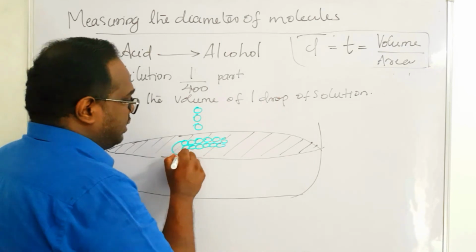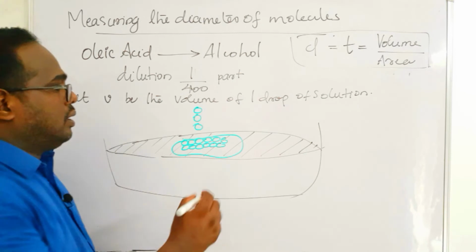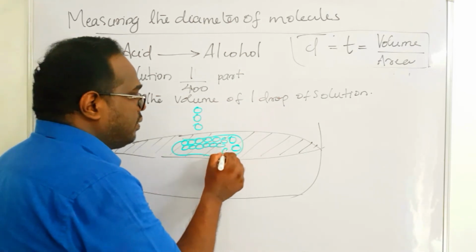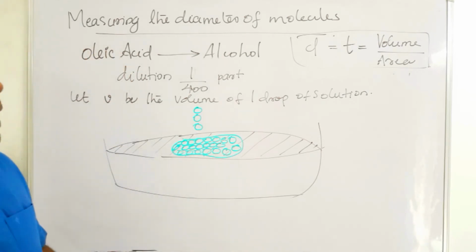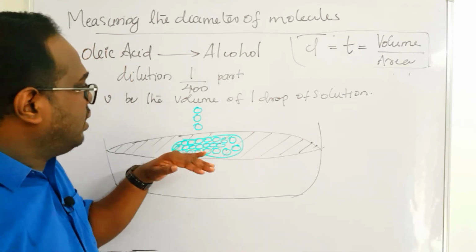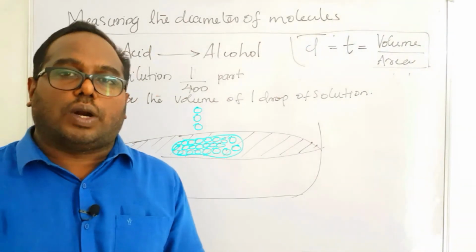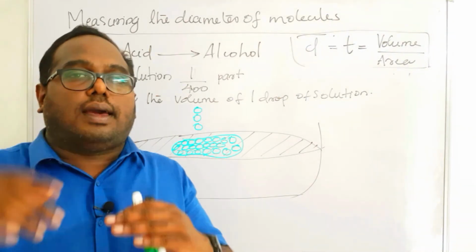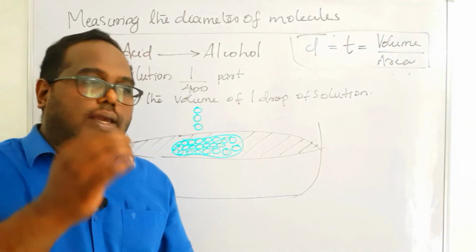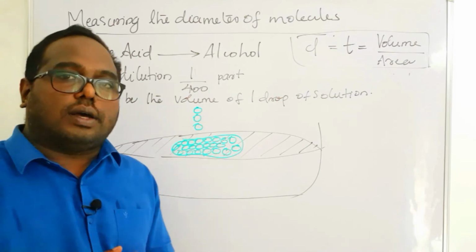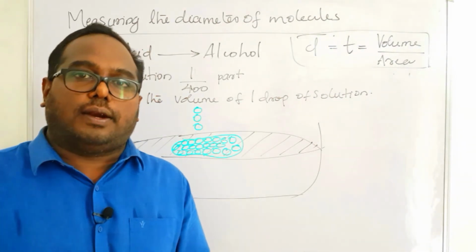So you will get a patch of oleic acid solution. This is 3D, okay? Oleic acid solution on the surface of the water. So you'll get a very thin layer of this solution. The moment it is exposed to air and water, the alcohol content in the solution will get evaporated.